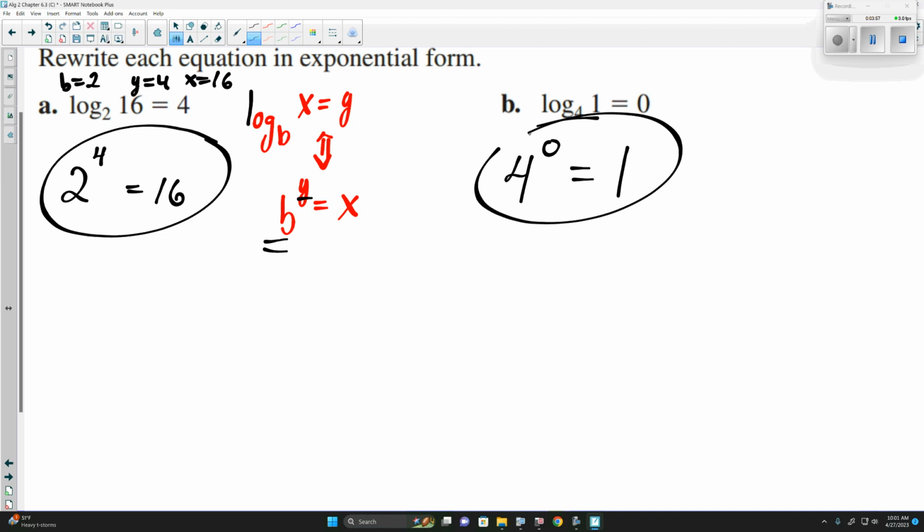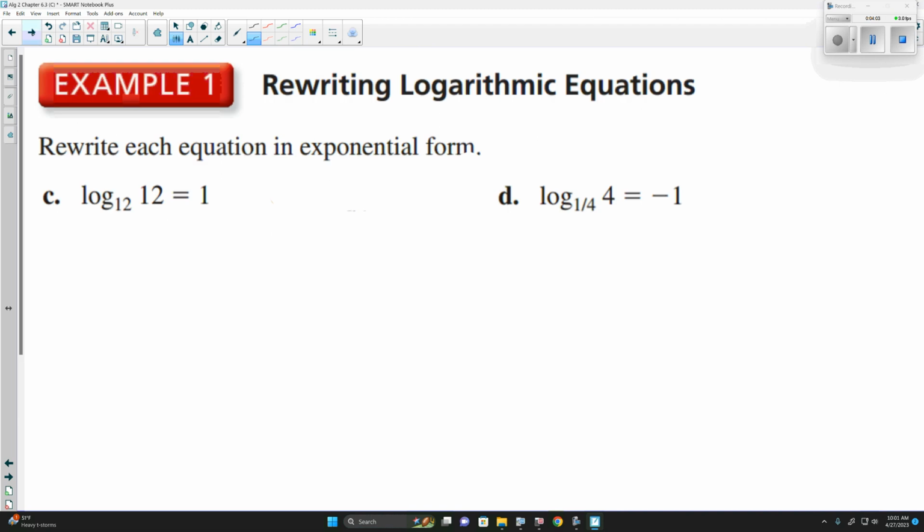Questions on how we found either one of these here? Are you ready for the next ones? So we want to rewrite log base 12 of 12 equals 1. So we'd have what? As an exponential, our base is 12, so 12 to the 1 equals 12. And we do know this is true. 12 to the first power is indeed 12.